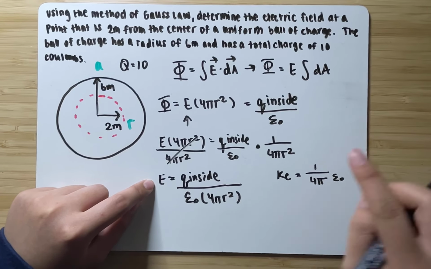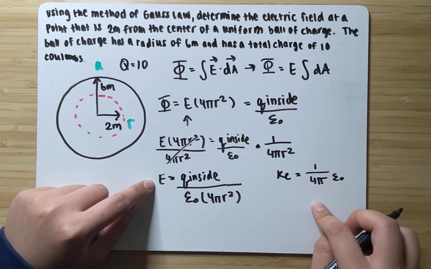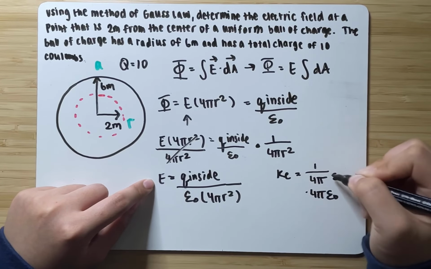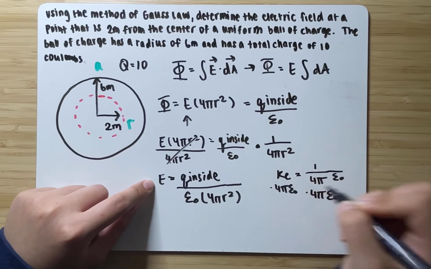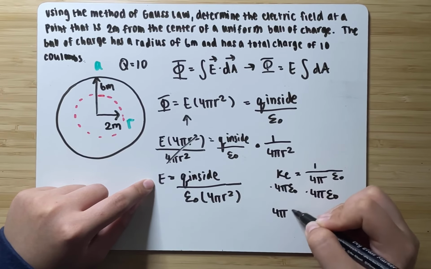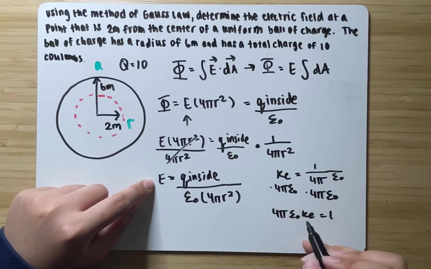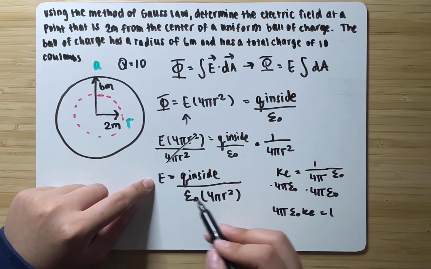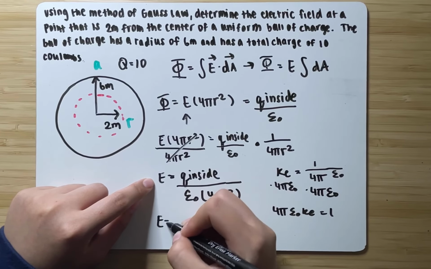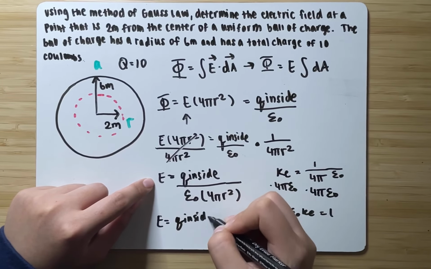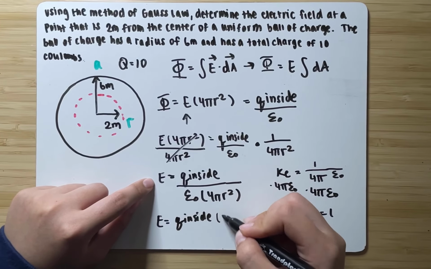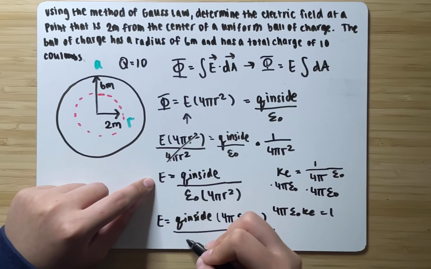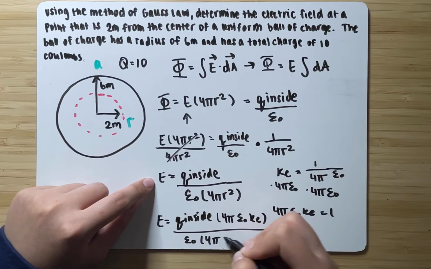Okay, when you know this, you can multiply 4 pi epsilon naught on both sides. You get 4 pi epsilon naught Ke equals 1. With this, you could multiply to here and then cancel the 4 pi epsilon naught out. So you get E is equal to Q inside 4 pi epsilon naught Ke over epsilon naught 4 pi r squared.